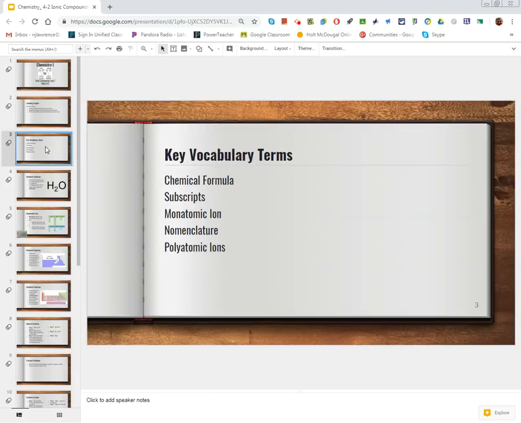So as we get started, here's a few key vocabulary terms: chemical formula, subscript, monoatomic ion, nomenclature, and polyatomic ion. You will also need your periodic table. You'll also want the polyatomic ion paper I gave you in class, or you can find it on Google Classroom, for when we do those practice videos.